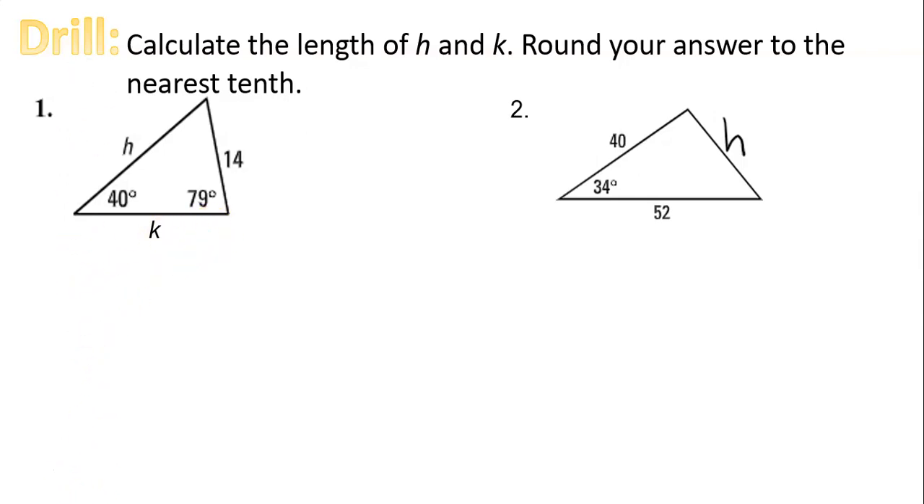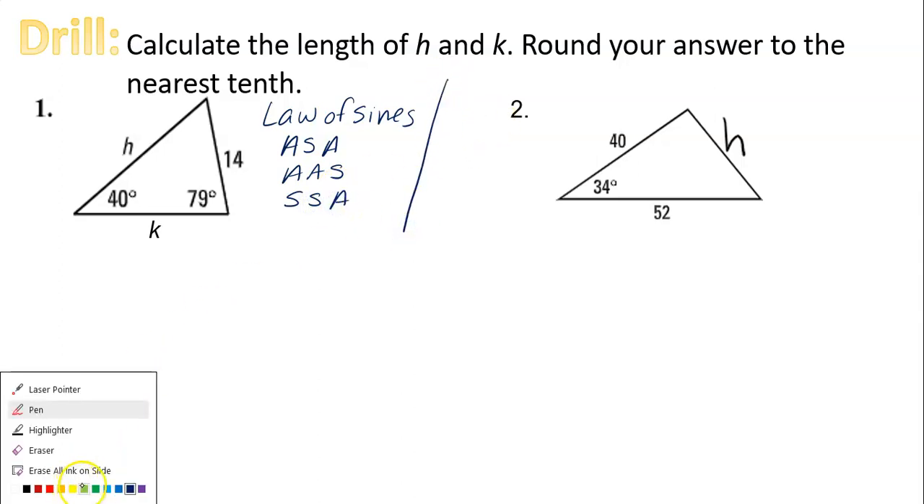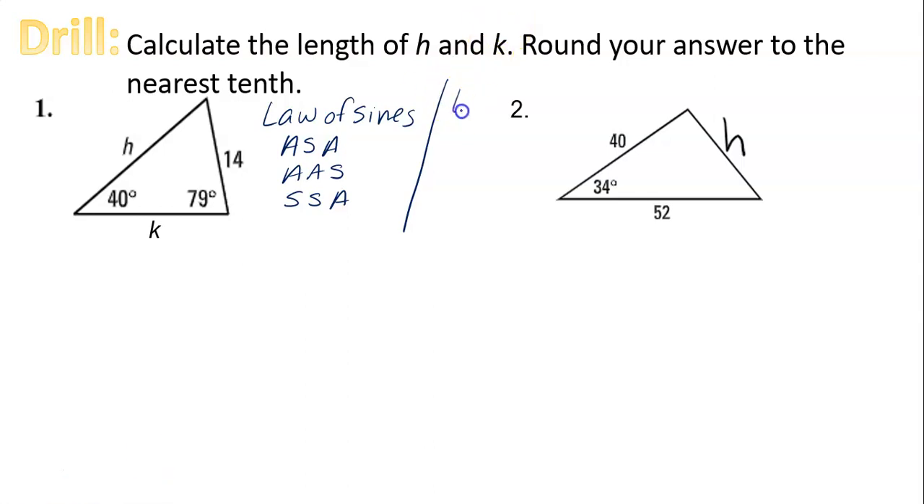So what we might want to consider first is when do we use each one. We're going to use the law of sines if we have angle, side, angle, if we have angle, angle, side, or if we have side, side, angle. We're going to use the law of cosines if we have side, side, side, or if we have side, angle, side.